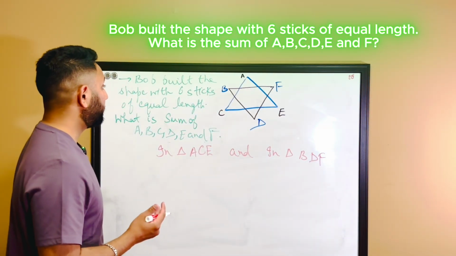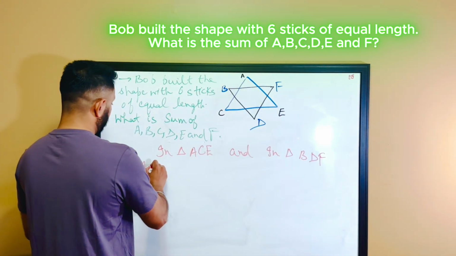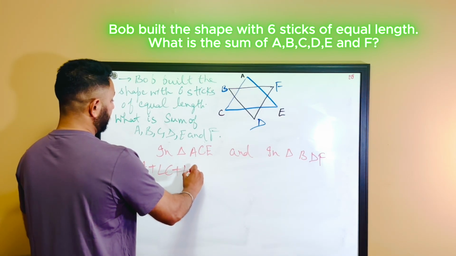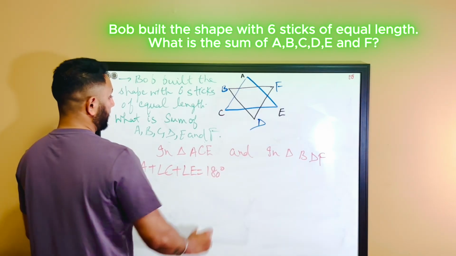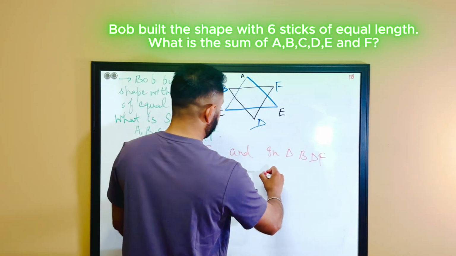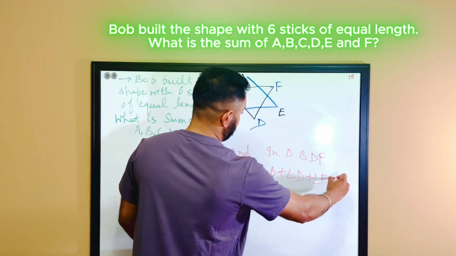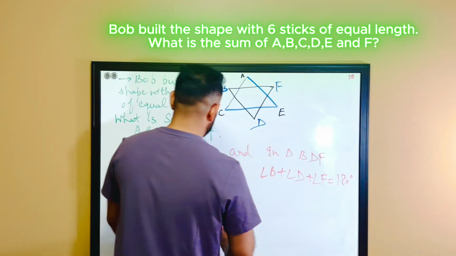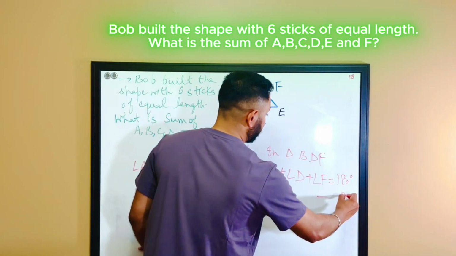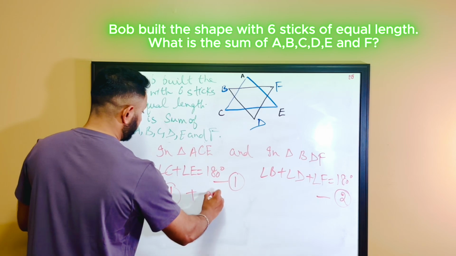So let's focus on our first triangle ACE. As we know that the sum of the angles in a triangle is 180 degrees, angle A, angle C and angle E is 180. Same goes with the second triangle BDF. So let's say this is equation 1 and this is equation 2. So add equation 1 and equation 2.